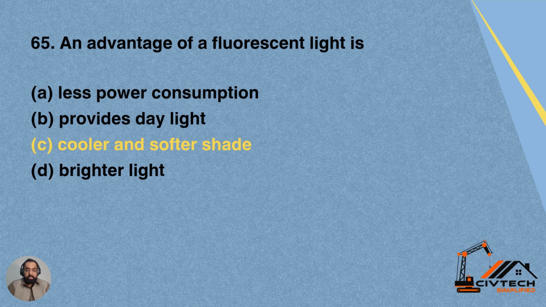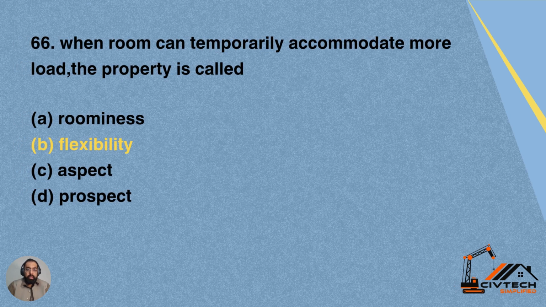Then question 65, the advantage of a fluorescent light is number A, less power consumption, number B, provides daylight, C, cooler and softer shade, D, brighter light. So it gives a cooler appearance or feeling and a softer shade. So option C is correct for this question. The advantage of fluorescent light is cooler and softer shade.